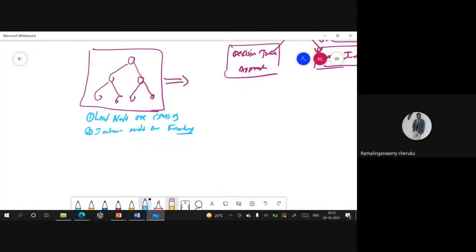So this tree will have certain leaf nodes, and each leaf node should have some class information. For simplicity, I have taken that this is a positive class, this is a negative class, this is positive, this is positive. So this node is representing the positive class, and so on. And the internal nodes are features: this is F1, this is F3, and this is F2.